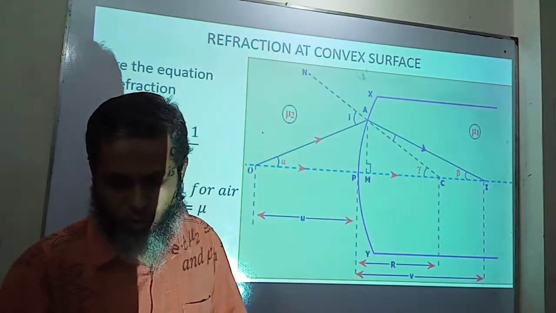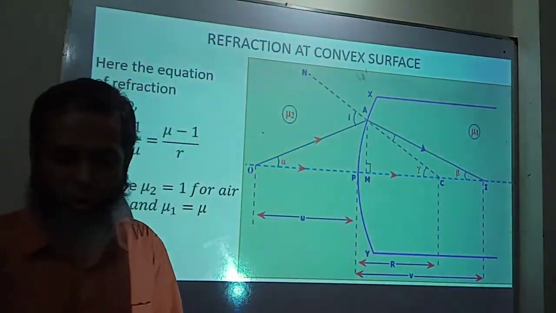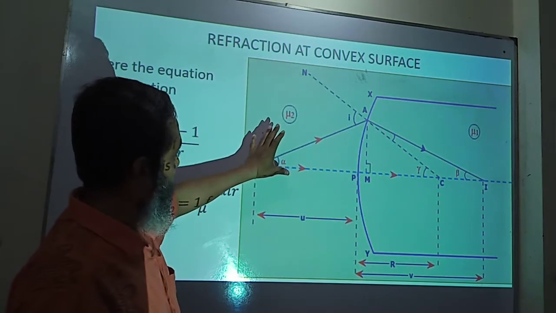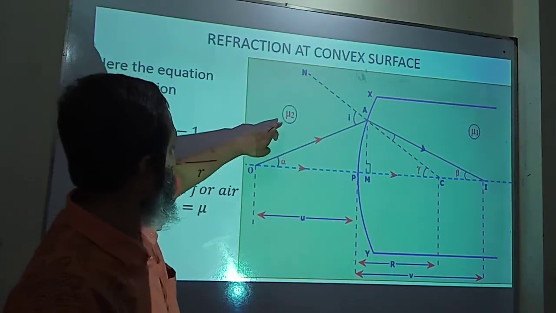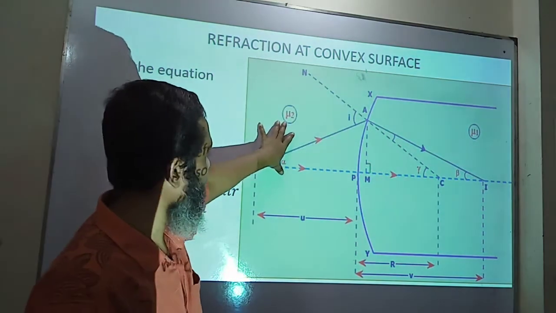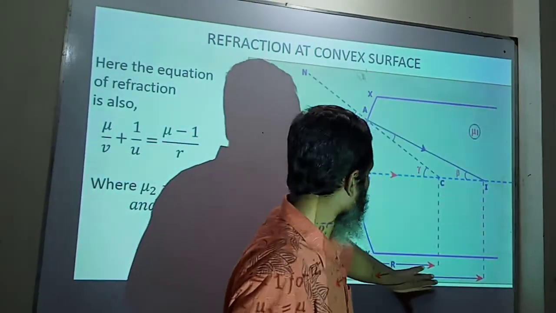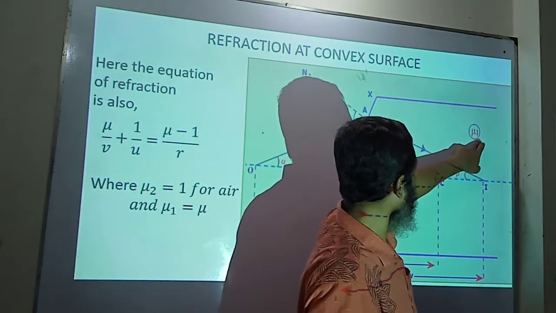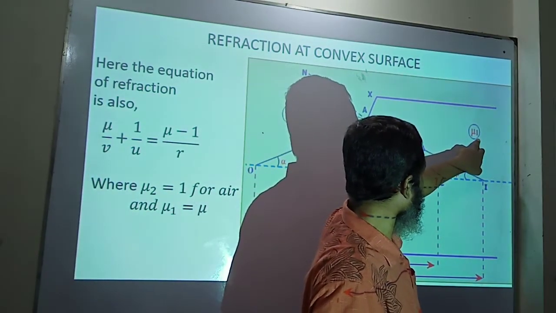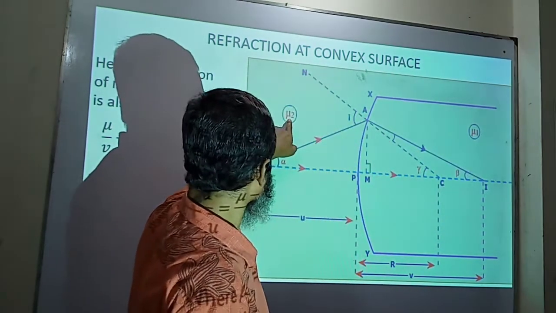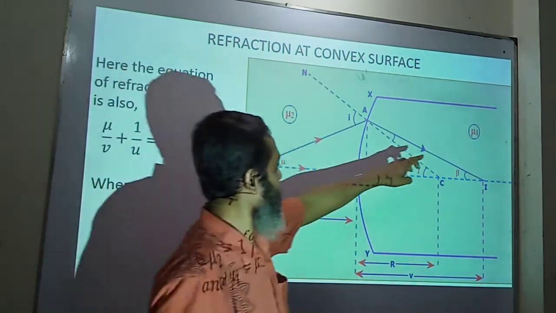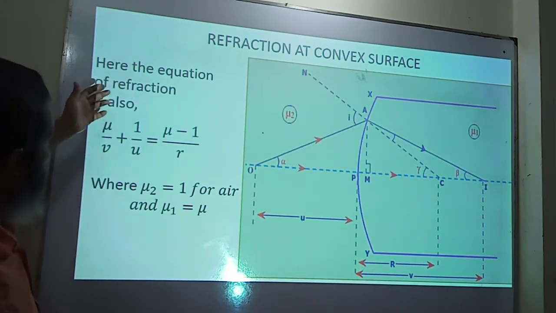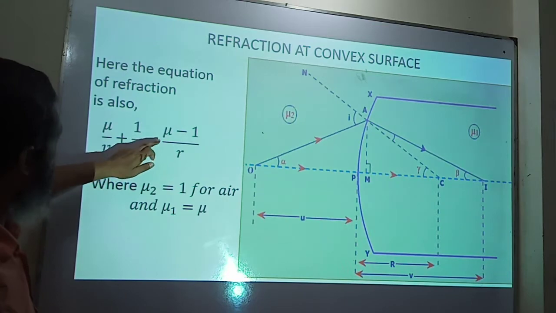Now we can see the refraction at the convex surface. Here everything is same. Here the equation will be same, but the condition here is that this refractive index, mu2, is equal to 1, and mu1 is the refractive index of the material of the transparent medium, this refracting surface, convex surface, the denser medium. So mu2 is considered equal to 1, and that's why mu1 is equal to mu. So the same equation is here, that is mu by v. Here it was n, so instead of n we are using mu. So mu by v plus 1 upon u is equal to mu minus 1 by R.